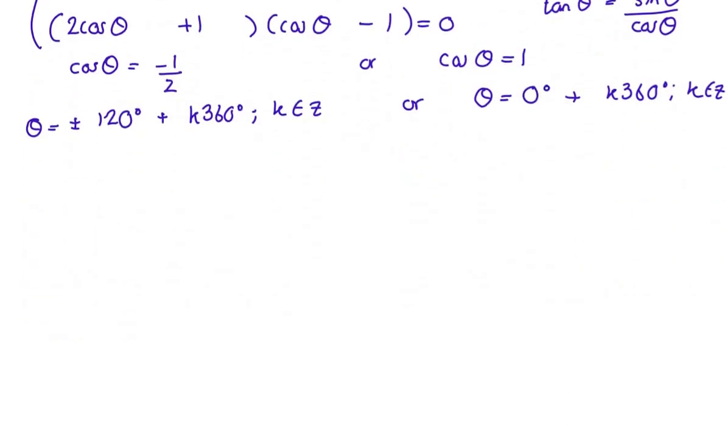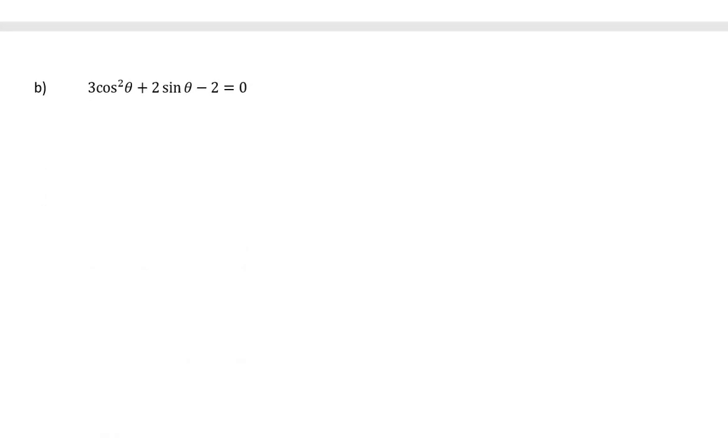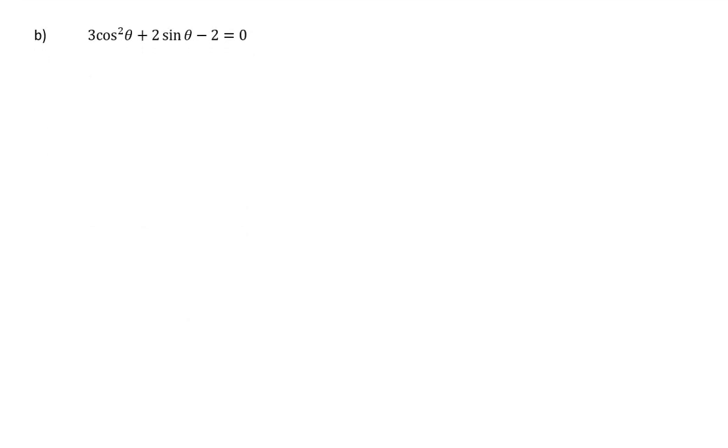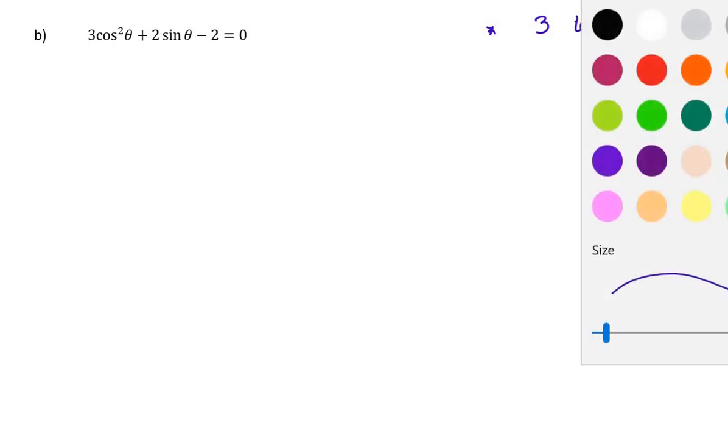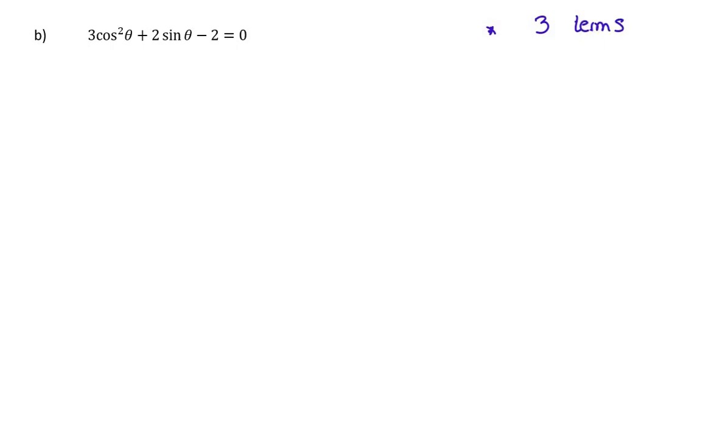Now, let's have a look at some other examples. So question B, again, I see 3 terms, and I see a mixture. So once again, I say to myself, can I get rid of one of these ratios? And I see cos squared. So I'm going to change cos squared to 1 minus sine squared, and hopefully this will become a trinomial that can factorize.